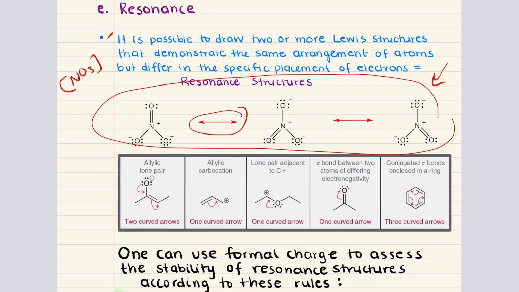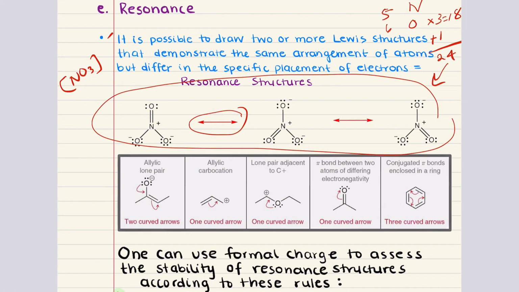And this molecule has a total of 24 valence electrons: 5 from nitrogen, 6 from each oxygen, and there is a total of 3, for 18. Plus, it has a -1 charge, so we have to accommodate for that. That's an extra electron. So 5 plus 1 plus 18 gives us a total of 24 valence electrons.